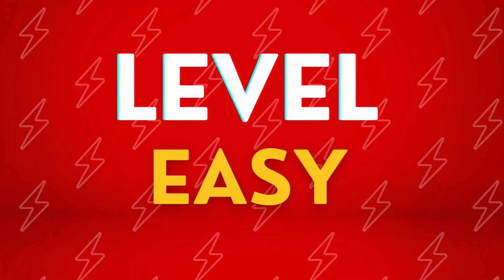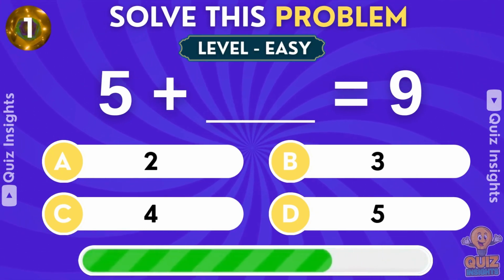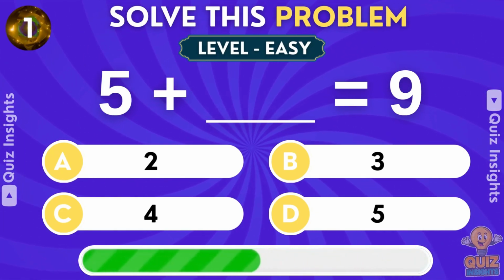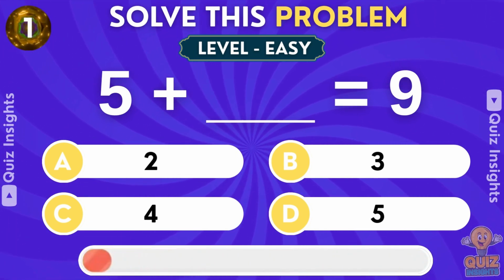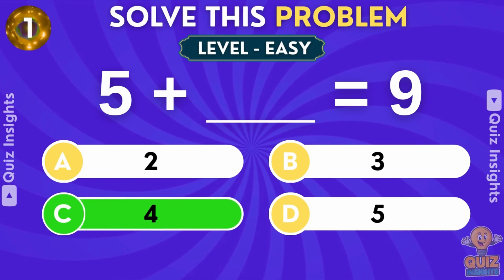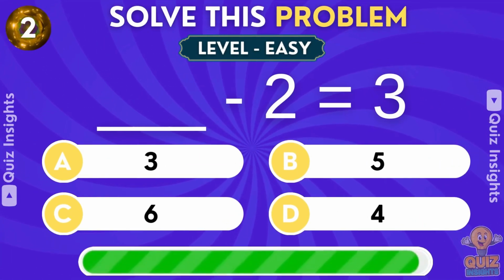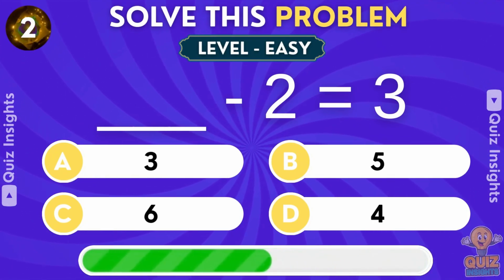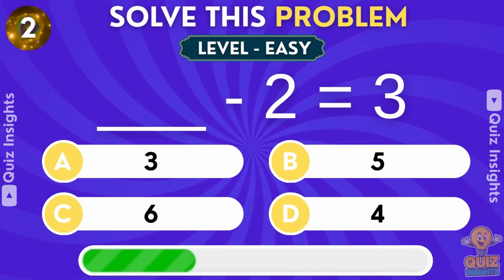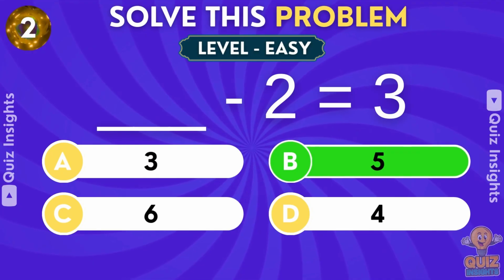You got this! It's the easy level. First question, 5 plus what number equals 9? Yes, it's 4. What number minus 2 equals 3? Yes, it's 5.